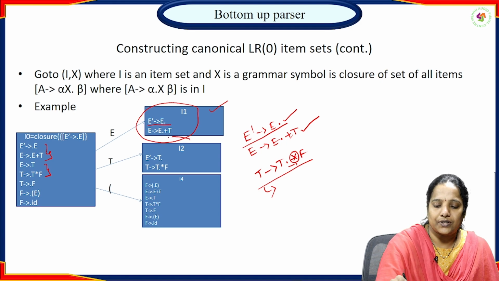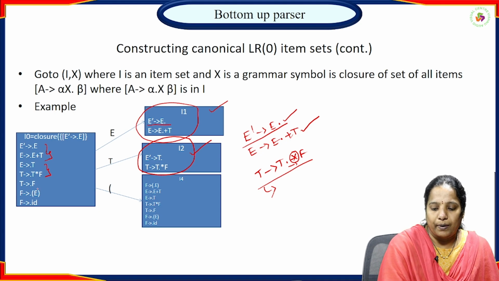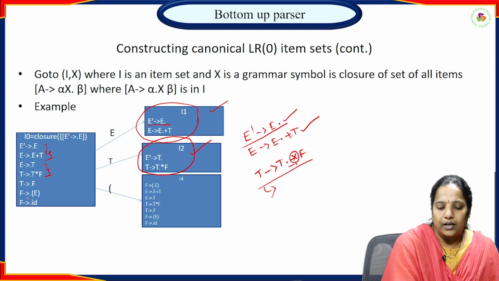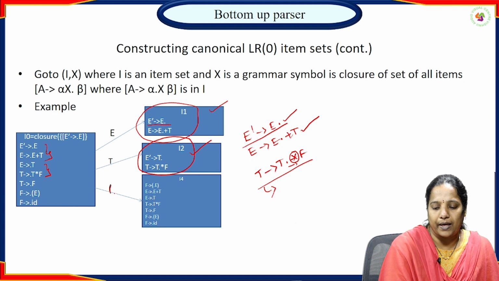Then we have constructed a new item. It is not the existing one. Name it as I2. Next, dot is followed by F will be there. For that also we have to write. Dot is followed by left parenthesis symbol is there. For that we found the transition as dot followed by left parenthesis.